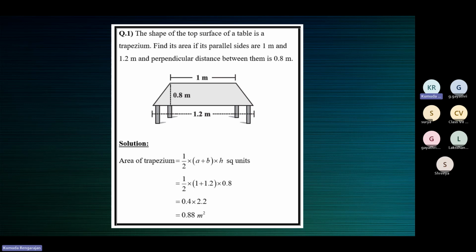You can see the formula: half sum of the parallel sides into distance between them. Symbolically, it is half into (a plus b) into h. So substitute the values. Half into, what is 1 plus 1.2? 2.2, into 0.8. You need to simplify this, and you get 0.88 meters square.